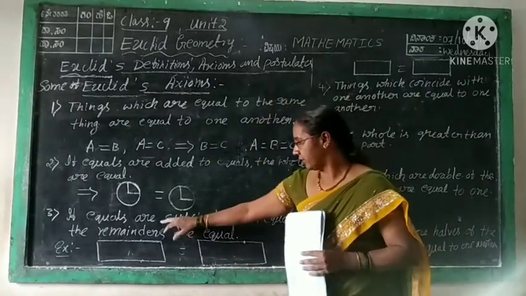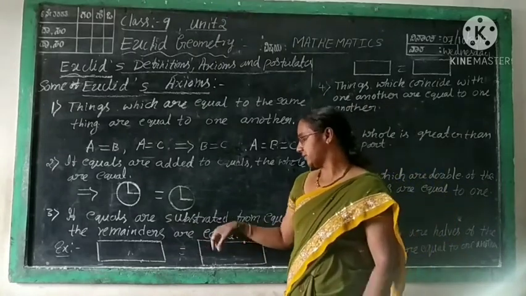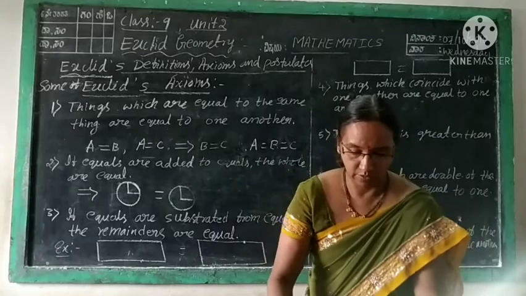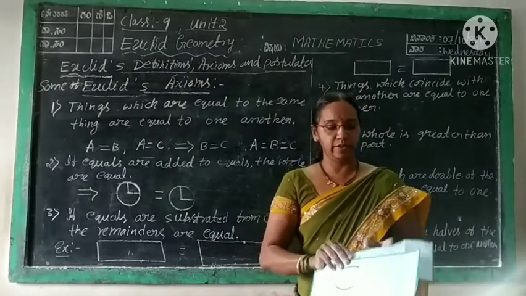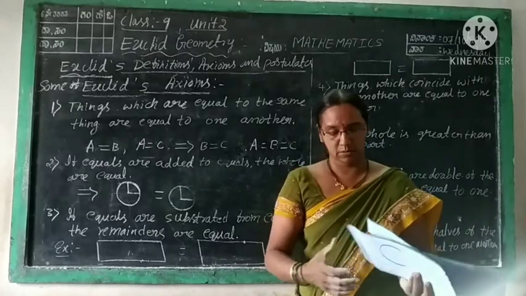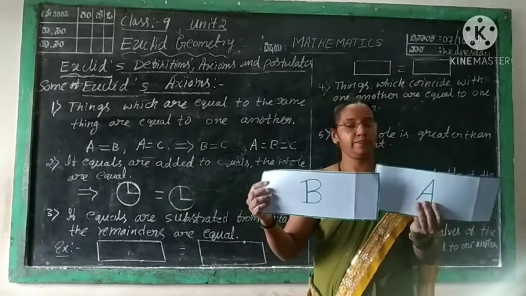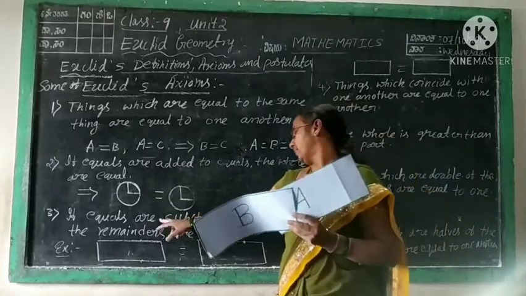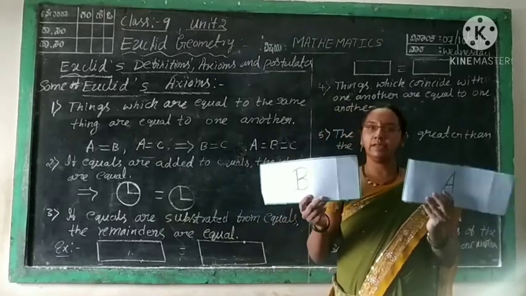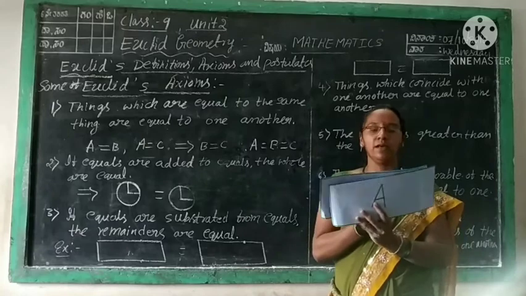Again, if equals are subtracted from equals, the remainders are the same. Here we are having two rectangles, A and B. Those are equal rectangles, with equal length and equal width.